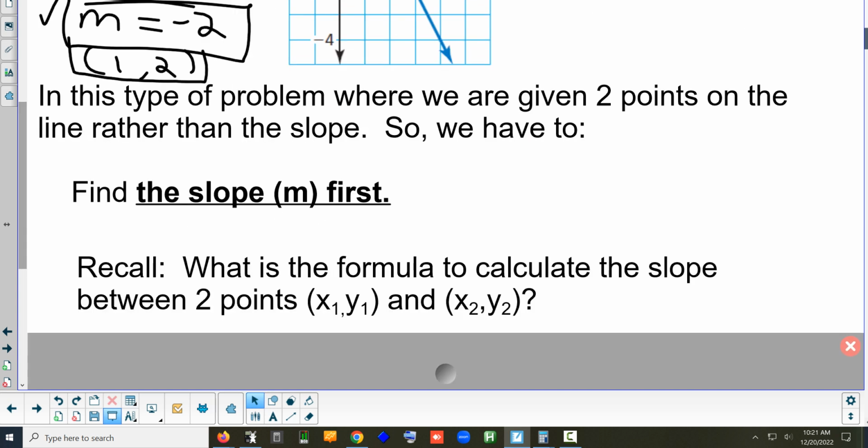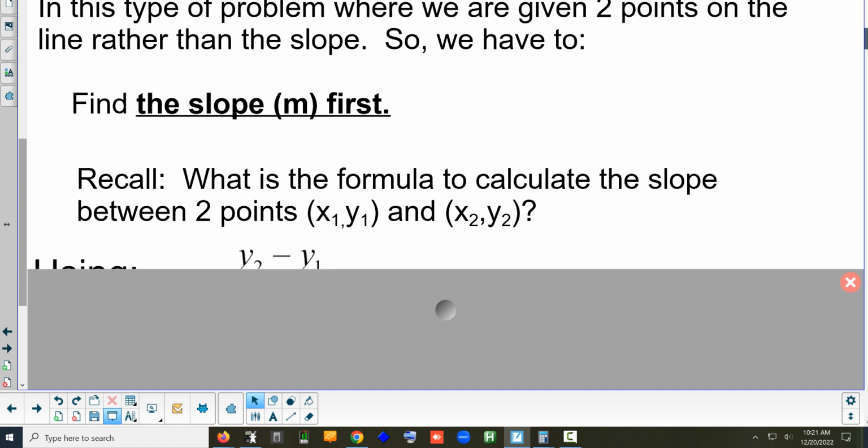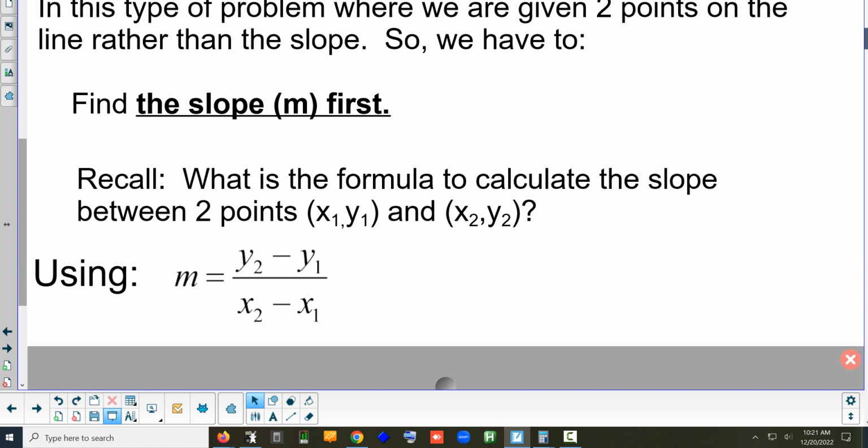Then the next thing we did, and we already wrote this down: what is the formula to calculate the slope between 2 points? That was the rise over run. Do you guys have a spot that says find and then using? Okay, so you have that? Okay, let's put that down then.